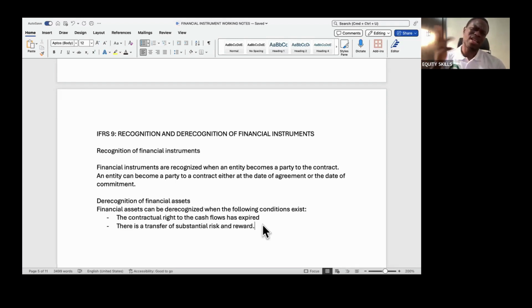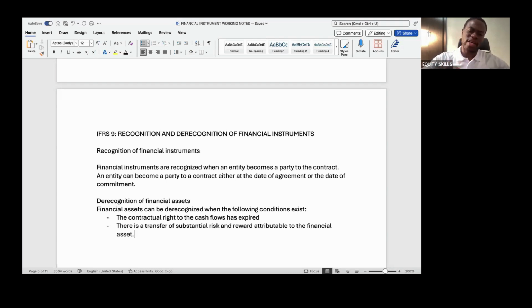Or the time has elapsed that you can no longer collect any money. So cash flows has expired. You are not collecting any money again. Then you recognize it. And not only that, there's a transfer of substantial risk and reward, let me say attributable to the financial asset. So when there's a transfer of substantial risk and reward attributable to the financial asset, then you can recognize your financial assets as well. So these two conditions must exist before you can recognize.